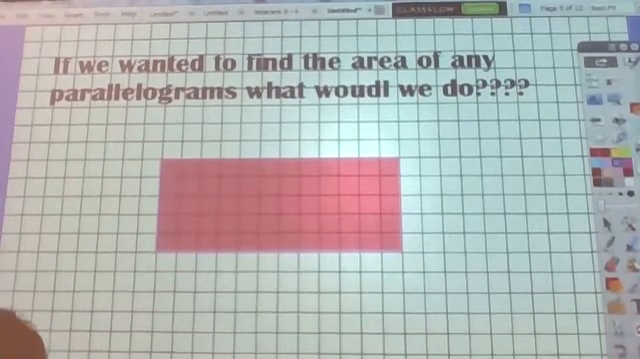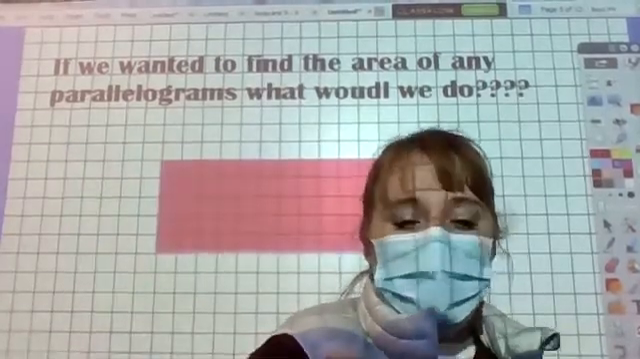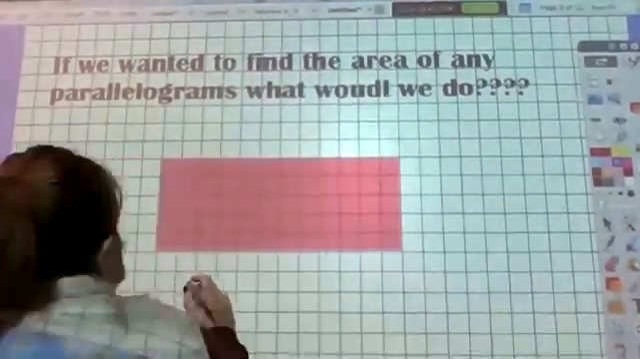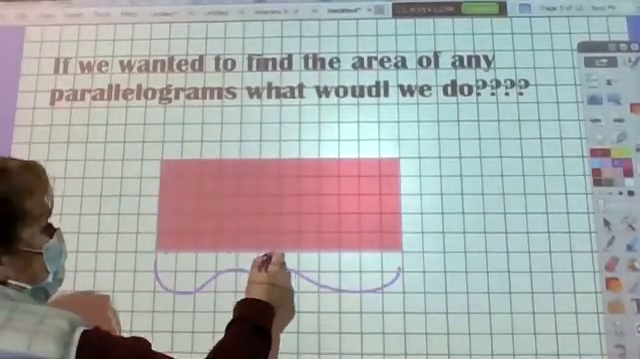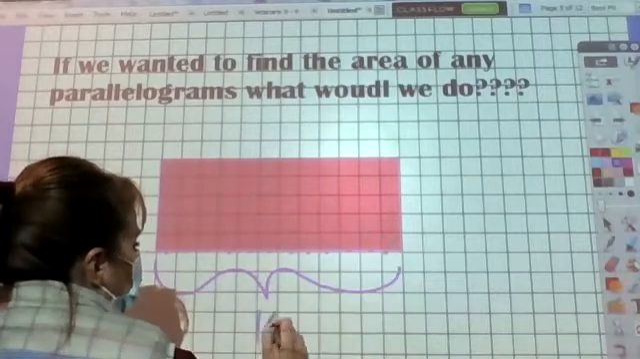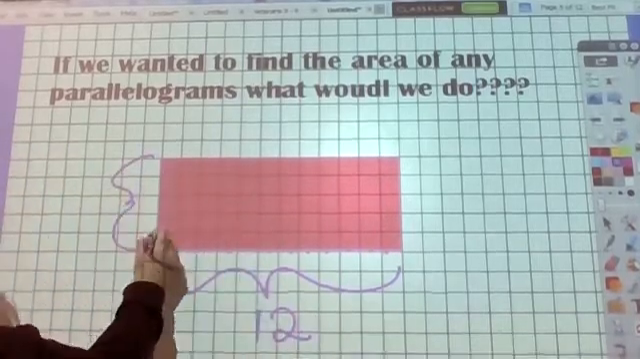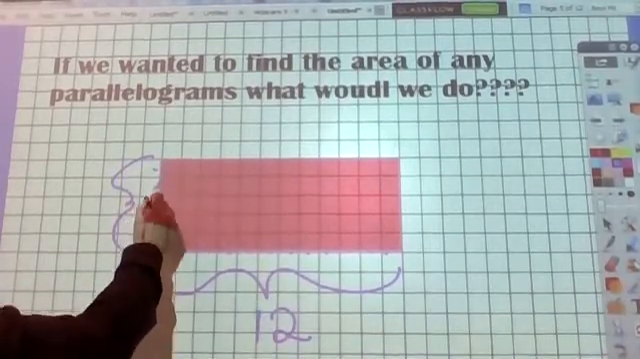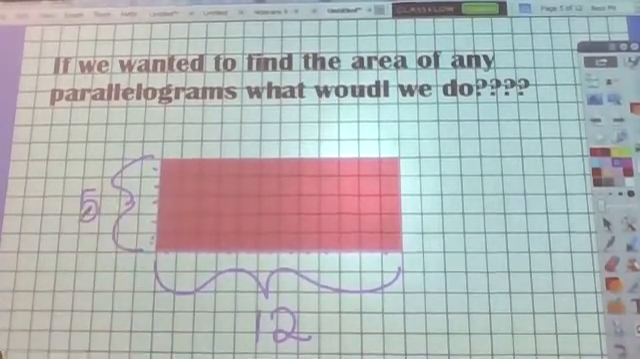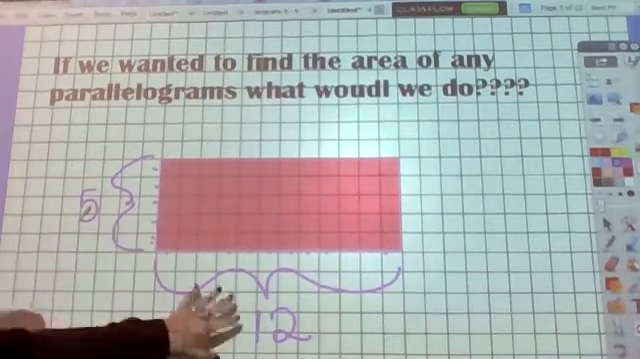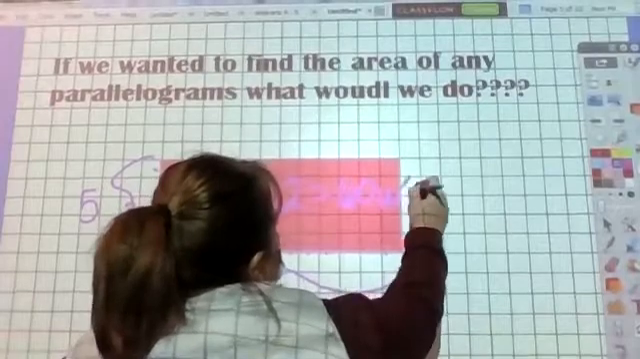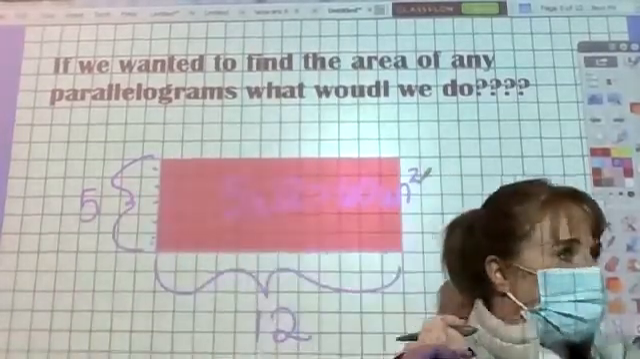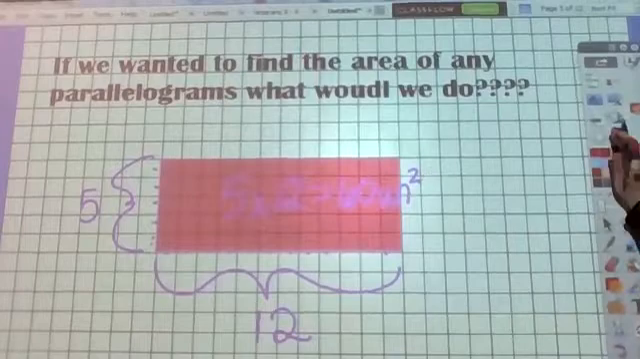What could we do that would be way easier to find the area of this? We're going to count this side, 1, 2, 3, up to 12. We're going to count this side, 1, 2, 3, 4, 5. And then all we need to do is multiply those two sides together, right? Because what's 5 times 12? And that's exactly what we got: 60 units squared. Because these are not labeled, they're just units.